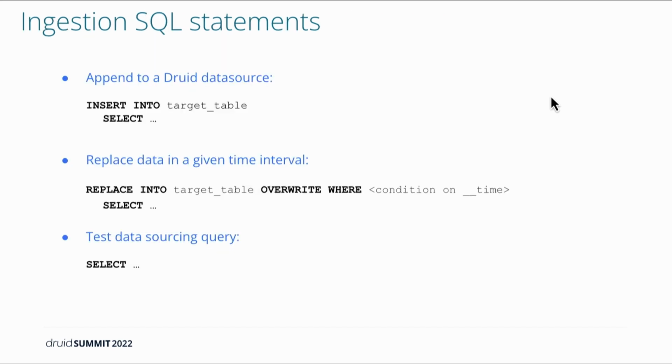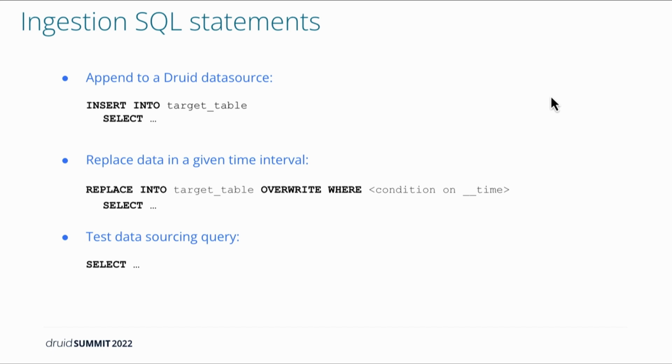So to the SQL, right? These are the three kinds of SQL that SQL-based ingestion, or the multi-stage query engine, enables. The first one is an insert into a target table. This allows you to append data to an existing data source, or to create a new data source if it doesn't exist, right? You specify the insert into the target table that you're adding to or creating, and then you specify a select, which drives the ingestion data itself, and we'll get into some more detail on that.